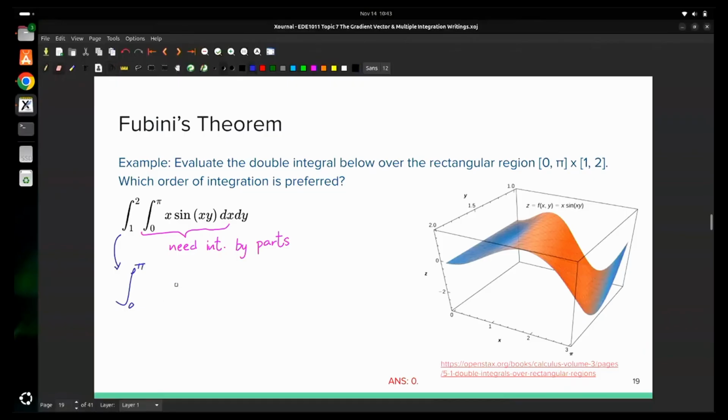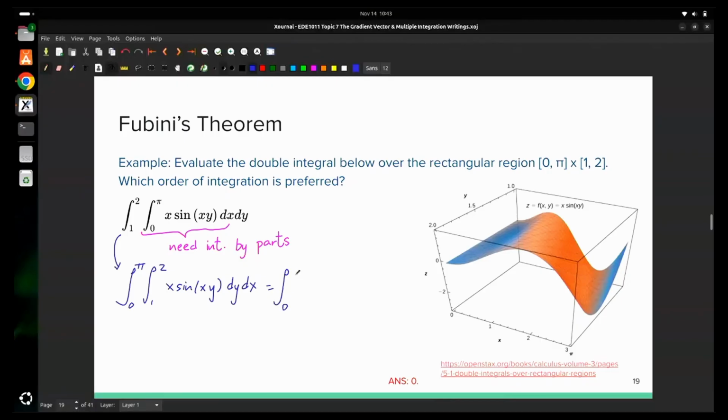Oh, sorry. Hold on. Let me write the whole thing in blue. So 1 to 2, x sine xy, then dy dx. Now you do with respect to y first. If you do with respect to y first, then this one is just a function of y. x is a constant.